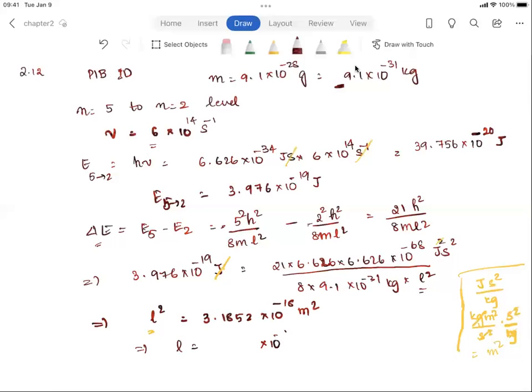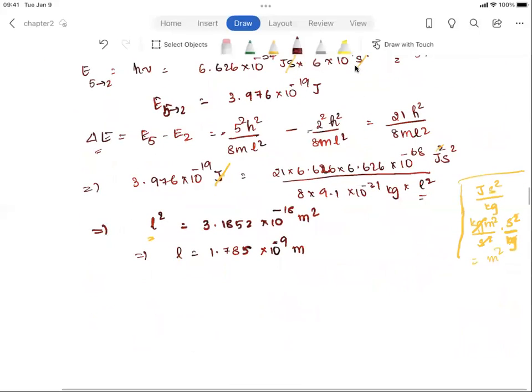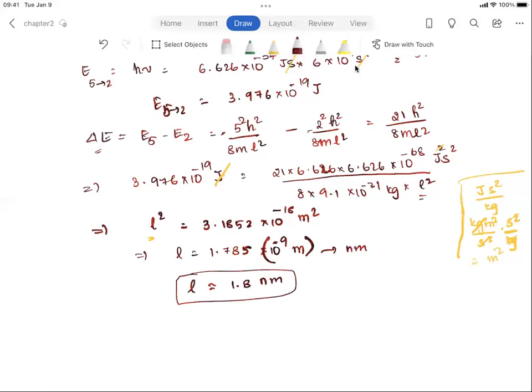Now, if I were to take the square root of this, it would give me 3.1852, and the root would be 1.785 approximately times 10 to the power negative 9 meters. So this is nothing but a nanometer. So I can say the length is approximately going to be 1.8 nanometers.